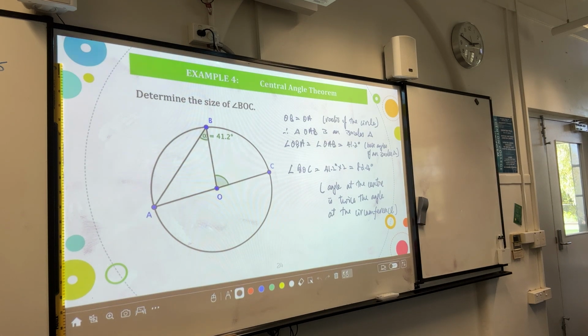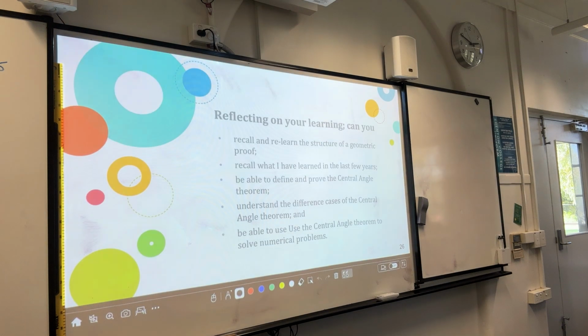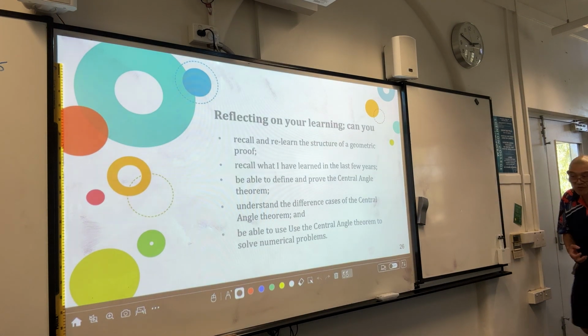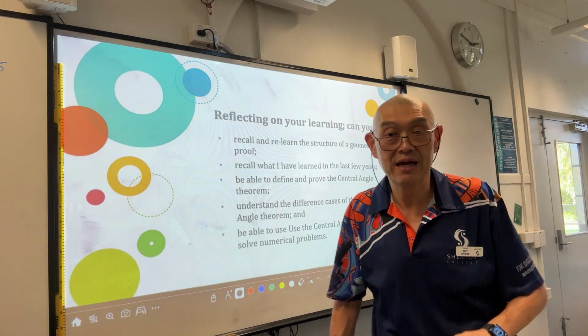Now the next one is the more important one, what we really like you to know, is when you use the central angle theorem. The statement we use as reason is angle at the center is twice the angle at the circumference. Alright? Now, pretty straightforward first lesson, but a lot of memory that you need to rethink about what you have learned. Alright, I'm going to stop here, and you've got some exercises that you need to do.